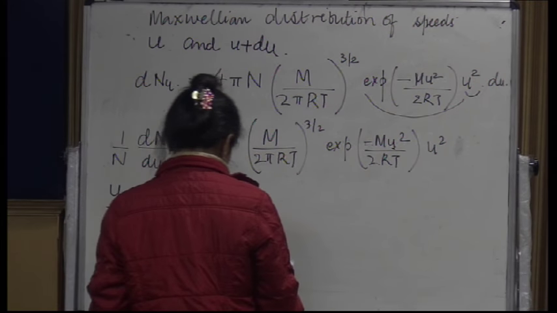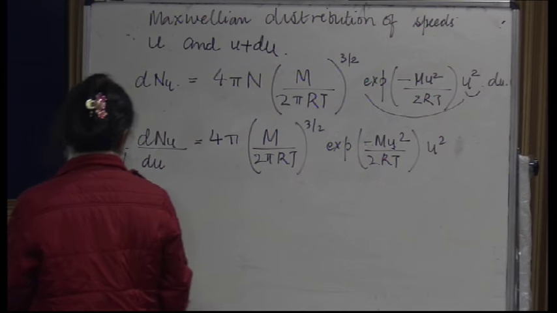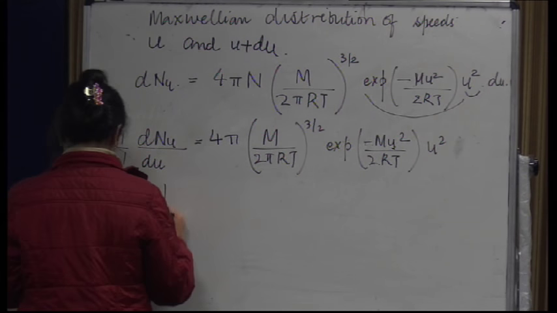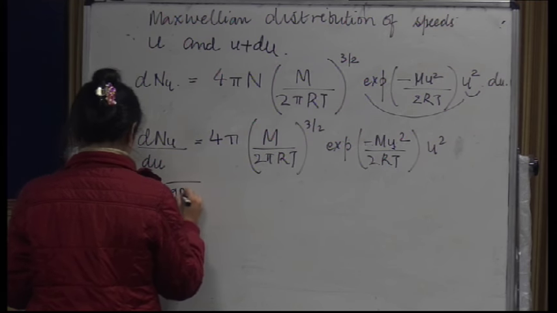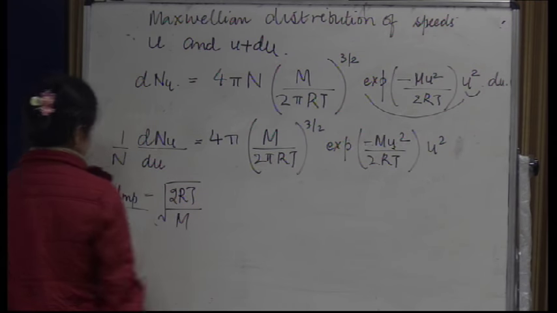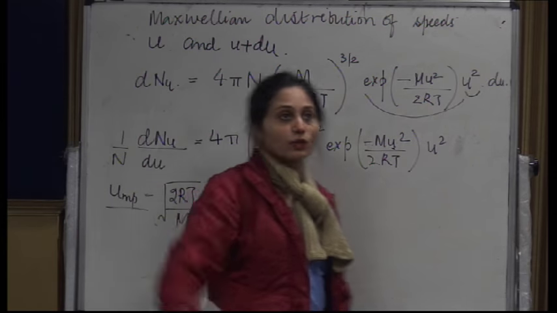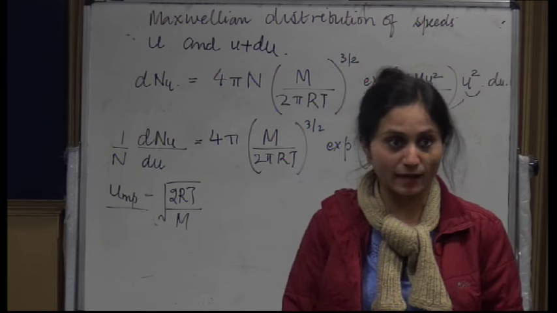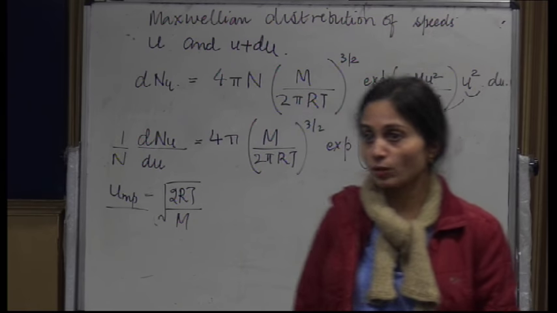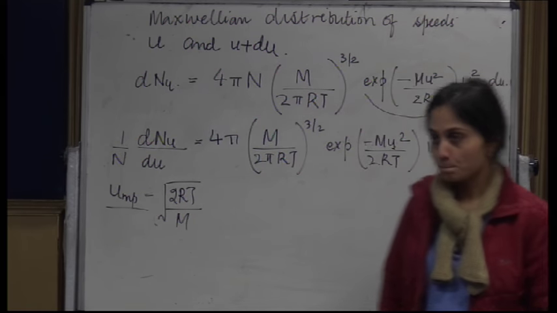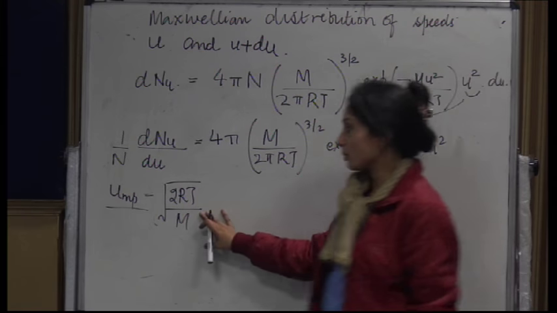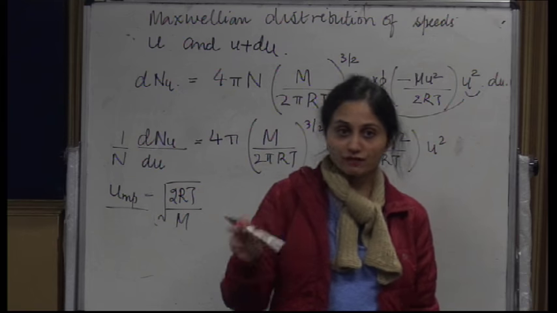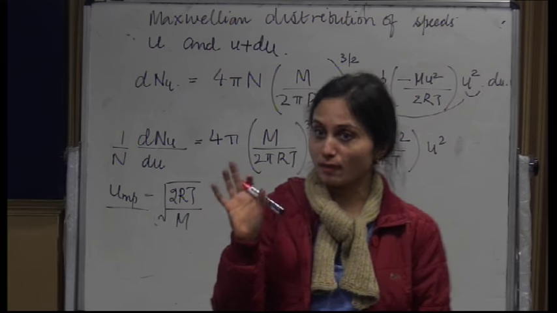And if you want, you can just note down that the most probable speed, for remembering for the numericals from next time, ump will be equal to under root of 2RT by m. What was your root mean square speed? Under root of 3RT by m, because PV was equal to 1 by 3 mnu square. So your most probable speed will be equal to under root of 2RT by m. I will briefly explain it next time, but at least remember the expression.